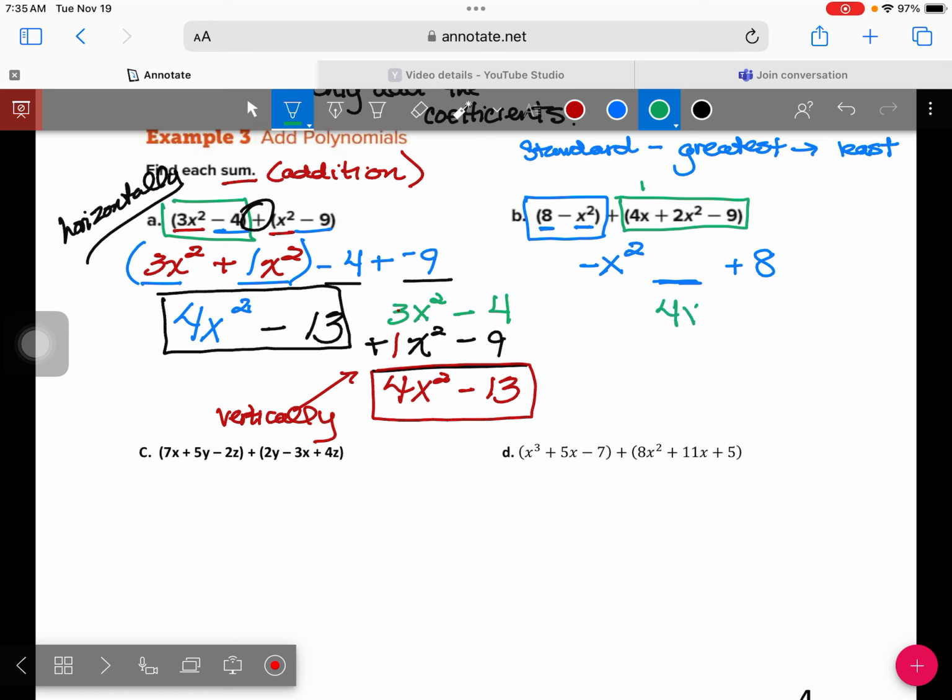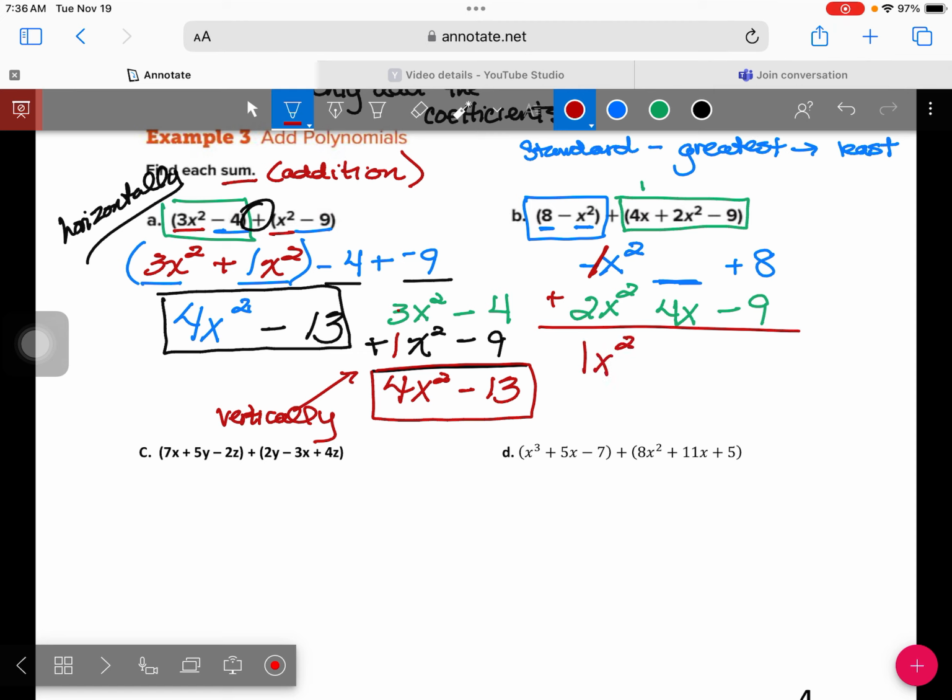That's going to go in the middle. Then I have 2x squared. I'm going to put that up here with the -x squared and minus 9. So I'm doing it vertically here next. Add these together, okay? This is a -1 for my coefficient here. So -1x squared plus 2x squared is going to give me -1 plus 2 is 1x squared.